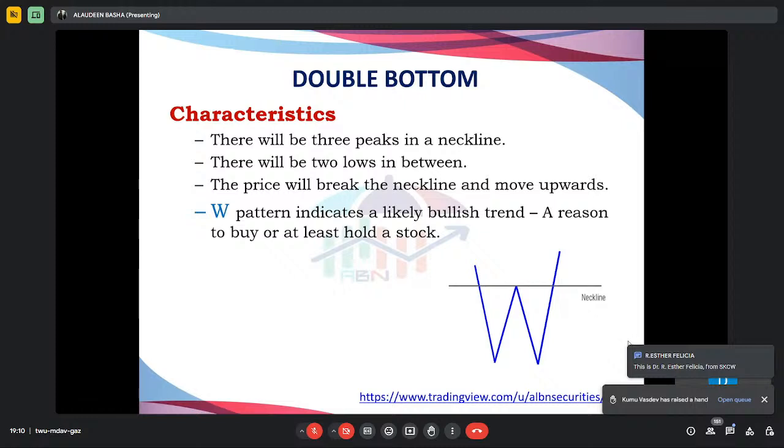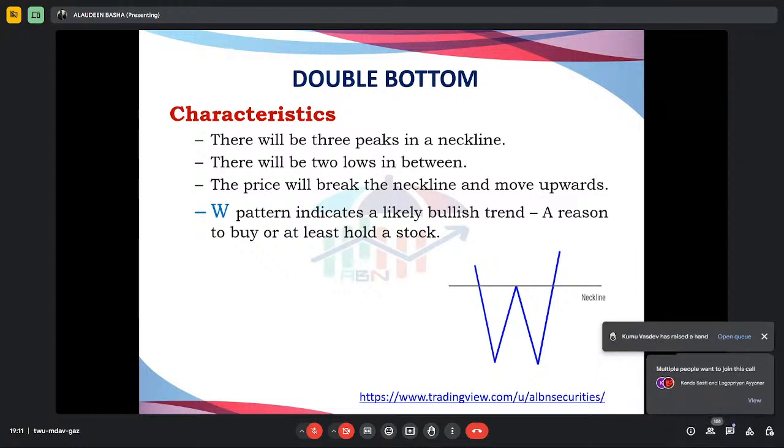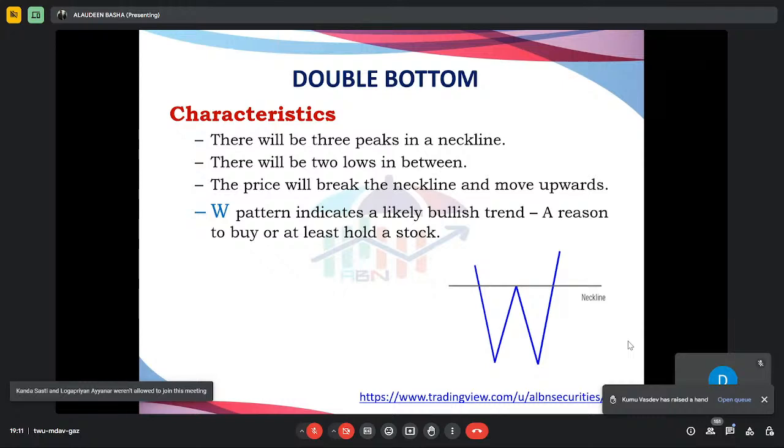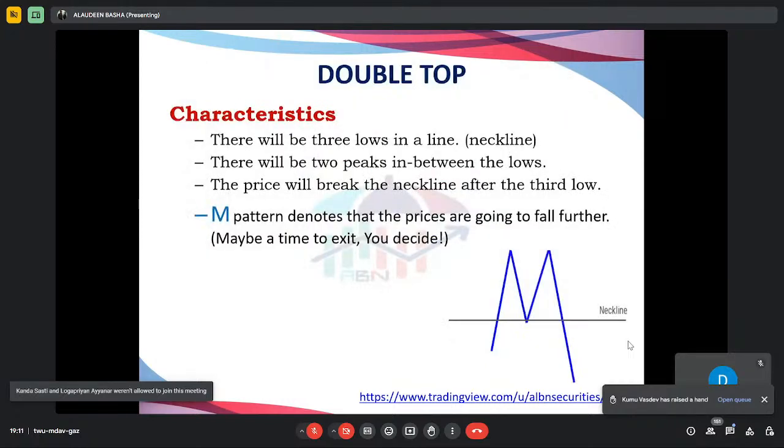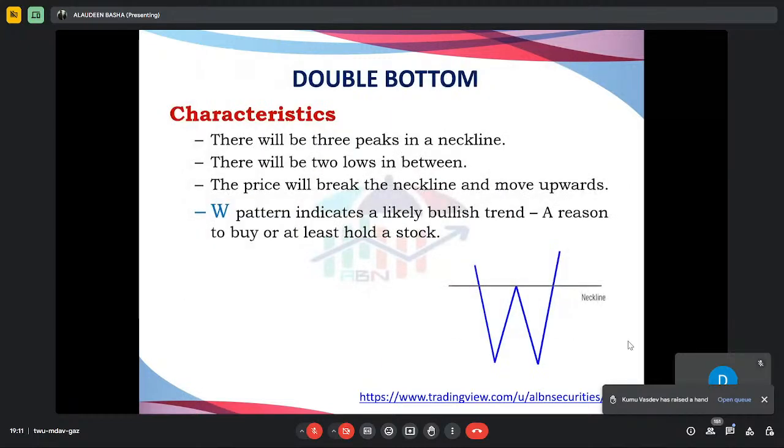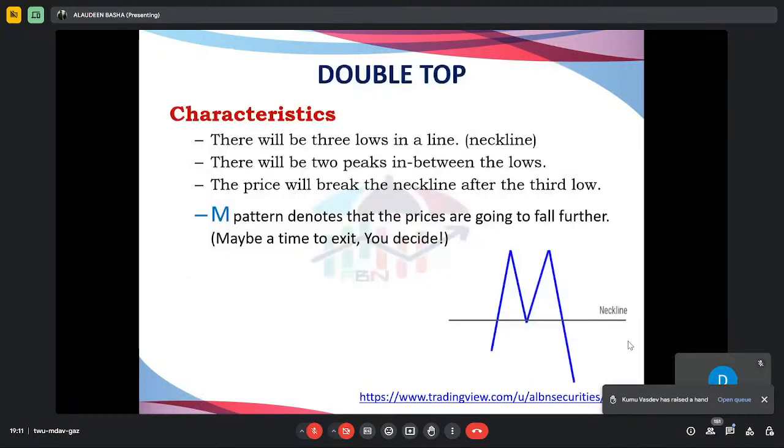HDFC Bank price at 1,000 rupees at 11 o'clock for intraday. I'm talking about intraday. Then nearly at 11:30 or 12 o'clock, the same price again reaches at 12 o'clock or 1 o'clock. It means the same 1,000 rupees is reached at 12 o'clock or 1 o'clock. It is called a double top. Vice versa is a double bottom. In double top, we think of an M pattern, and the double bottom we consider as the W pattern. So first we'll go with double top.